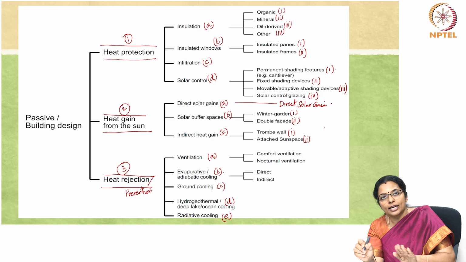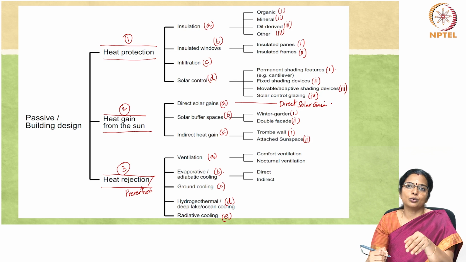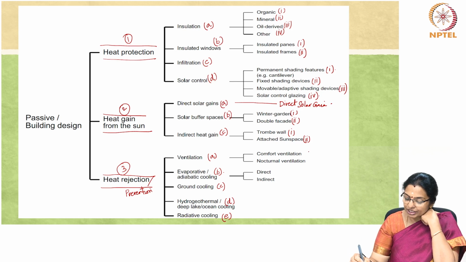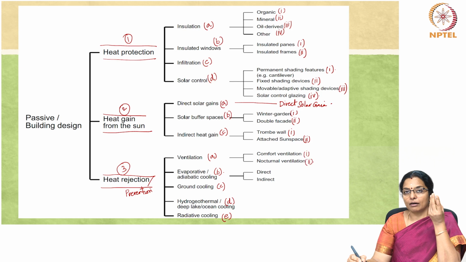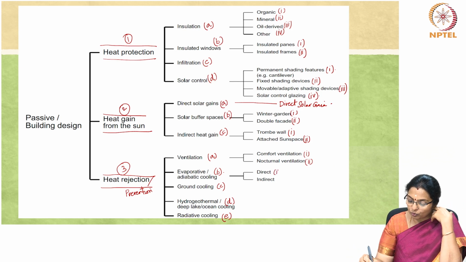None of these are exhaustive. These are all only indicative. There are many other methods also, but the list becomes too long. So, this is indicative. Then when it comes to ventilation, we can have comfort ventilation, which is more like cross ventilation when the ambient air temperature is comfortable, or we can have nocturnal ventilation. Then we can have evaporative or adiabatic cooling, which can be through direct means or indirect means.